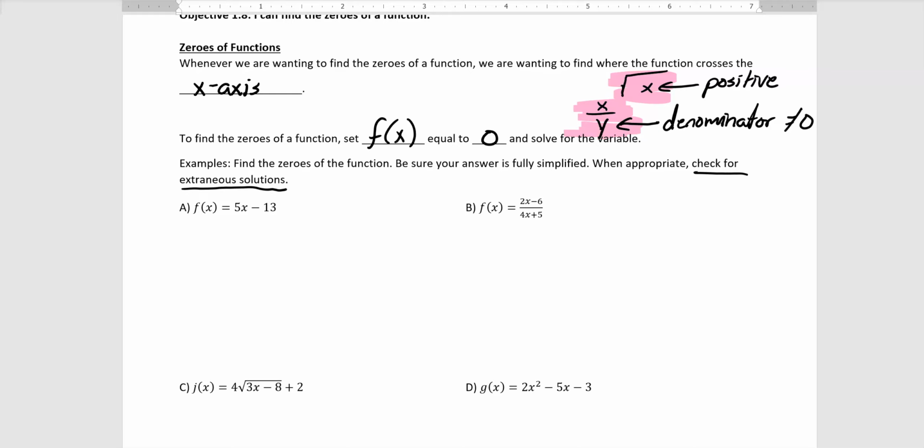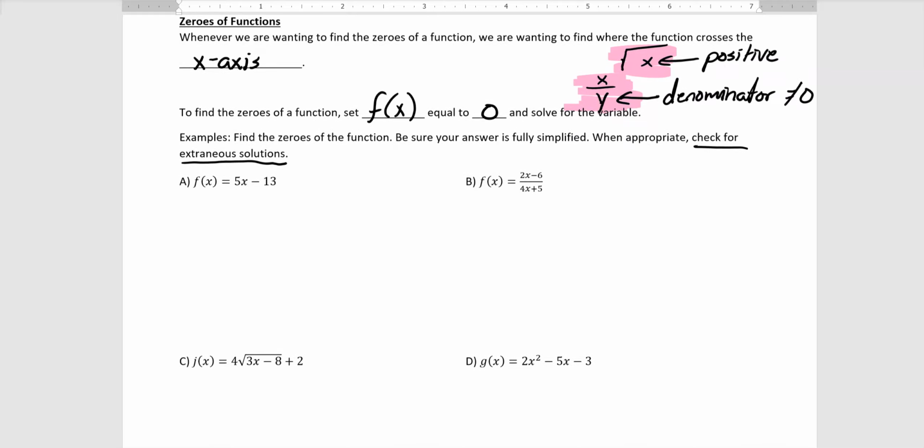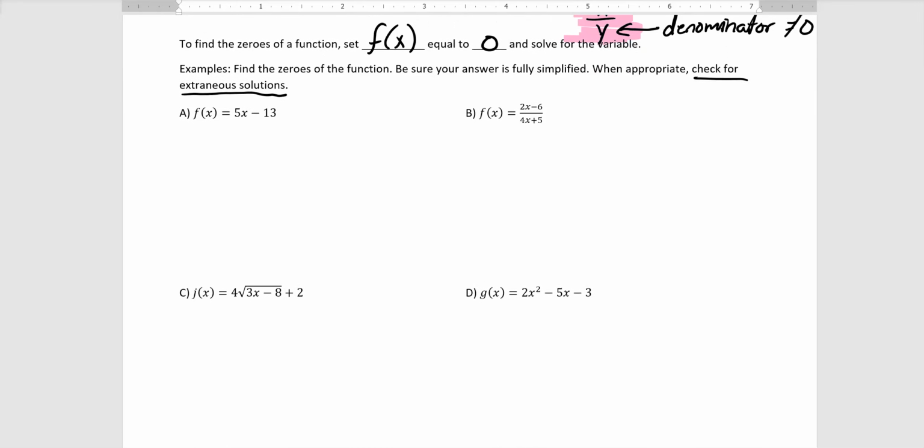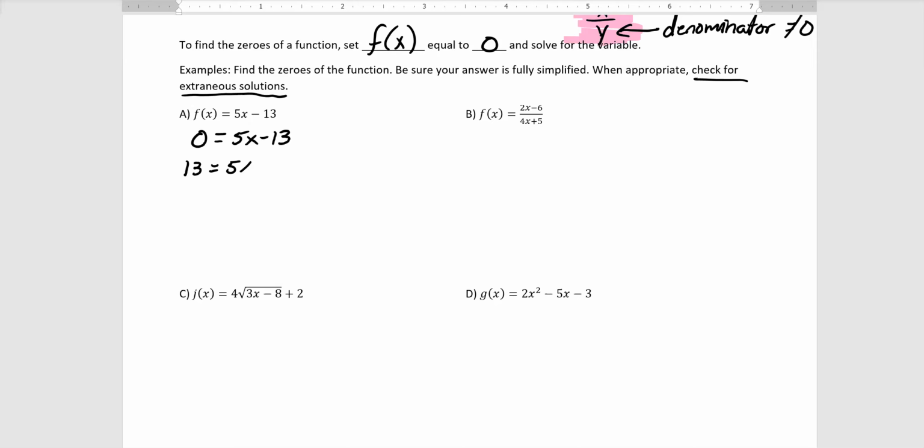Let's try to find our solutions from these examples. Let's look at letter A here, 5x minus 13. To find the zero, all I have to do is set f of x equal to 0 and then solve. How would I solve this? Add 13, so 13 equals 5x. Divide by 5 on both sides, and we find that x equals 13/5. Boom, done. That's all it is. No need to check for extraneous solutions there.